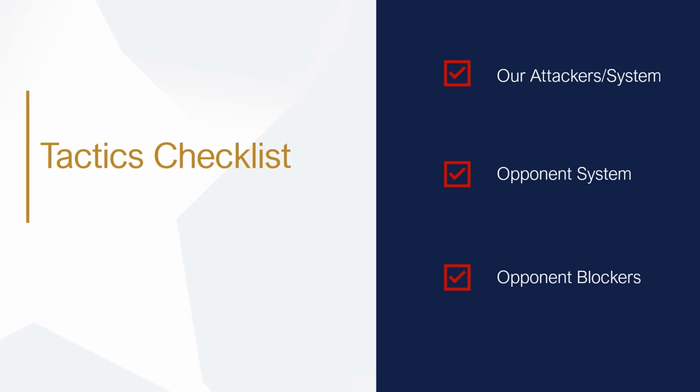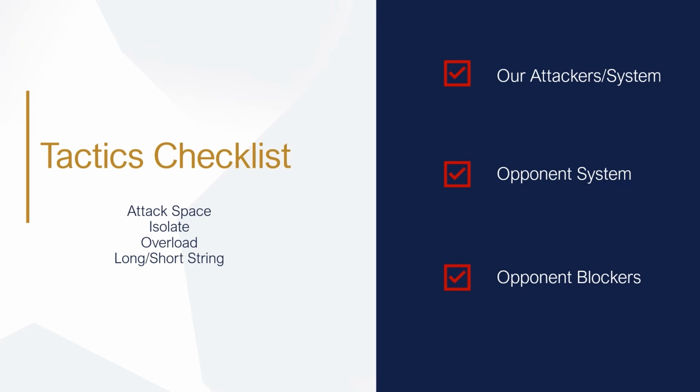And the third part is to look at our opponent's blockers, and so the individuality of each of those blockers. Is there a weaker blocker that we want to go at and attack? Is there a really strong blocker that we may want to challenge in a different way?